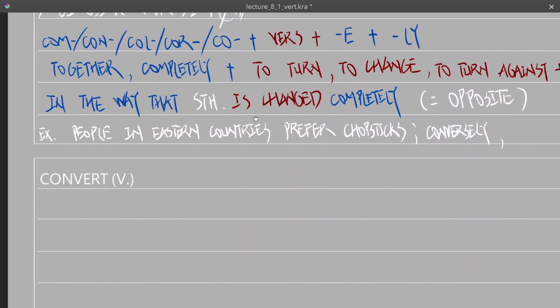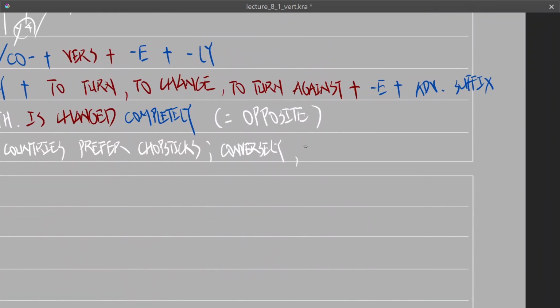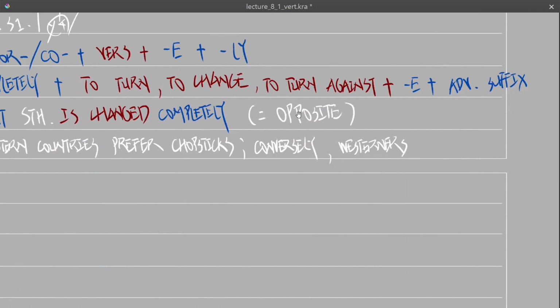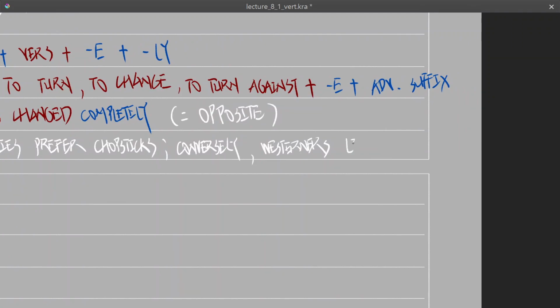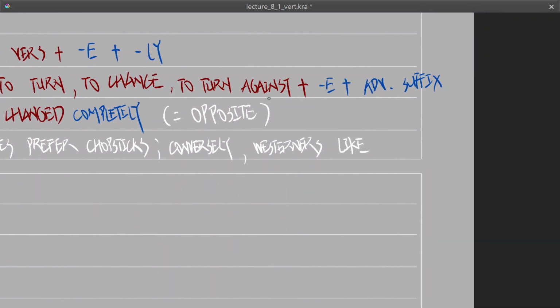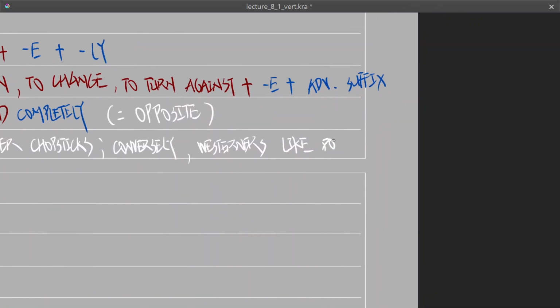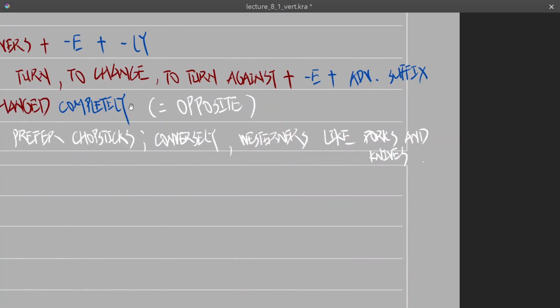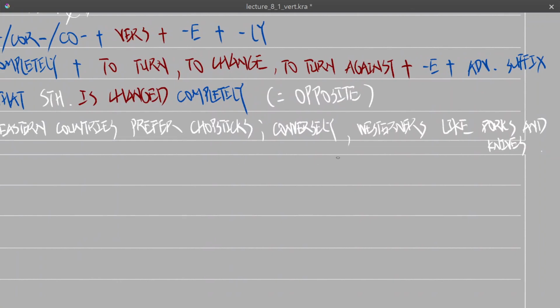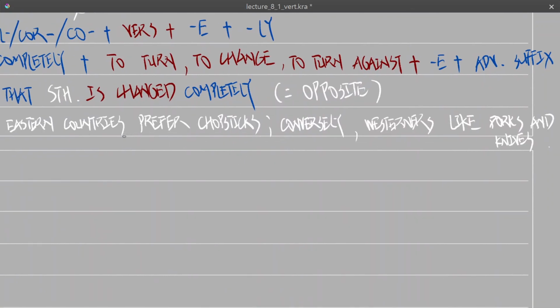people in Western countries, we call them Westerners. Conversely, Westerners prefer what? They prefer forks and knives. This is just used to emphasize the different behavior between people.